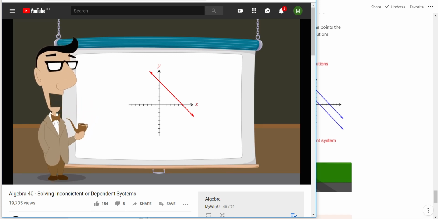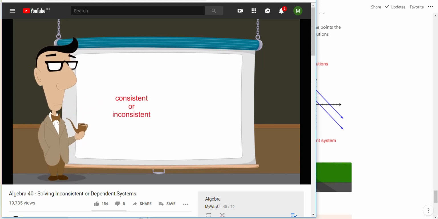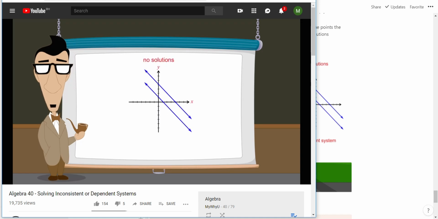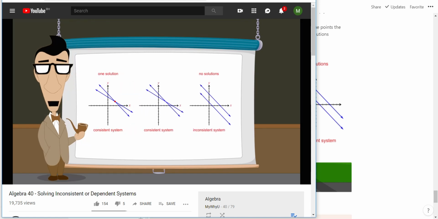These three types of systems are characterized by two attributes. The systems can be either consistent or inconsistent, and the equations in the system can be either dependent or independent. Systems which have no solutions are said to be inconsistent, and systems with one or more solutions are called consistent, having either one solution or an infinite number of solutions.